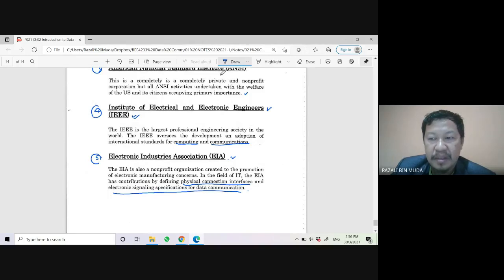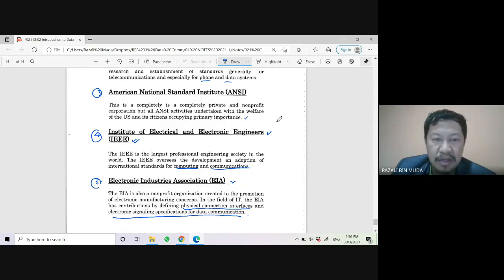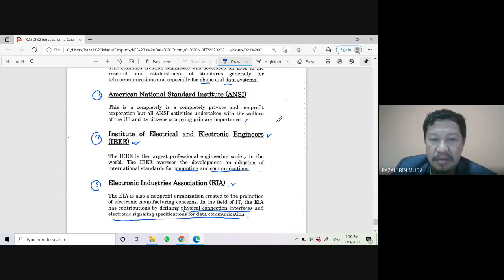The terminology and terms which are related to data communication, our subject, data communication. Okay, so that's all for now. We will meet again in the next video. Hopefully you can understand a little bit about these terminologies. We will see all this terminology again in the later chapters of this topic. So that's all for now.